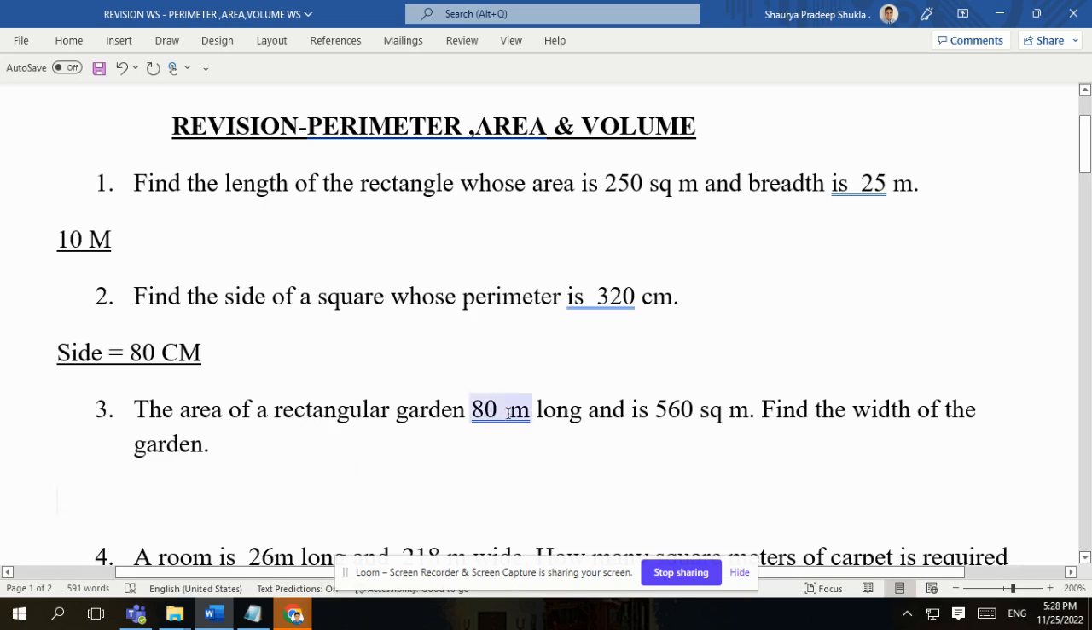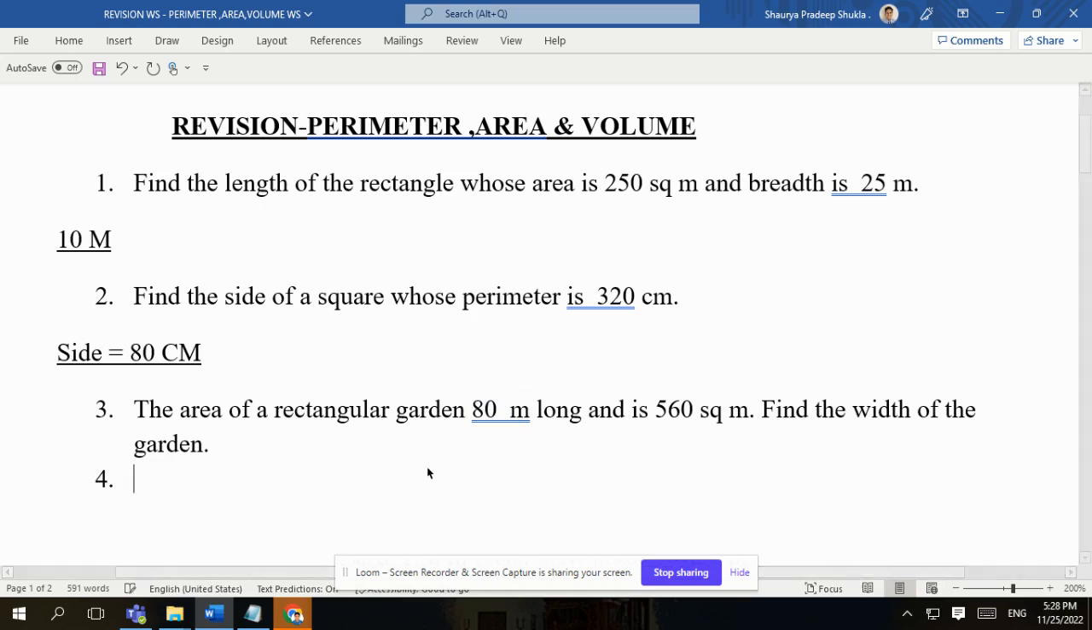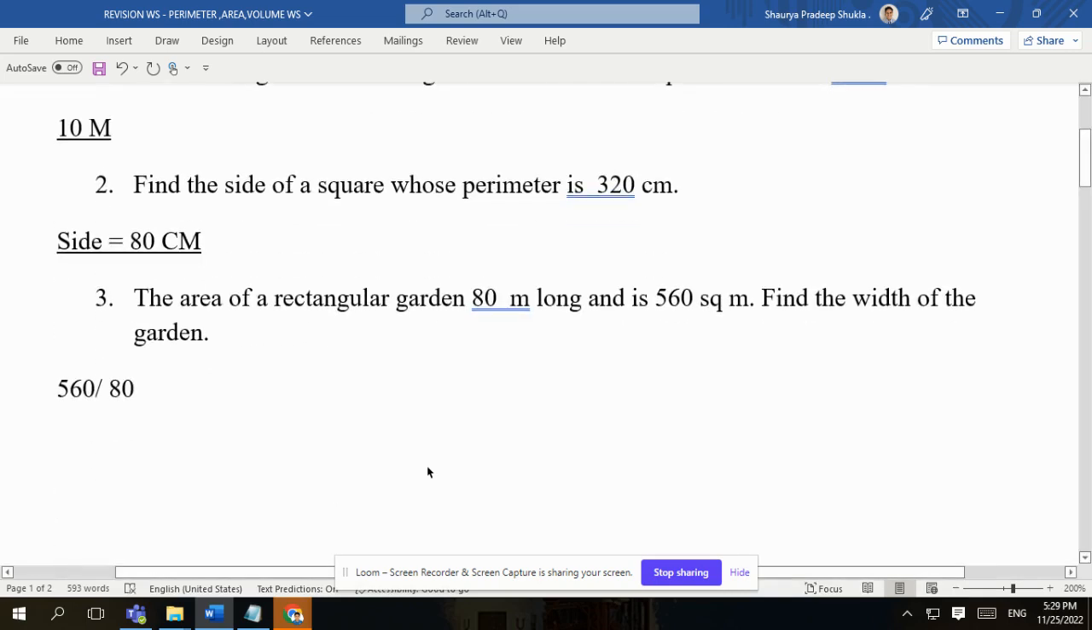The area of a rectangular garden is this, and the garden is 80 meter long. Find the width of the garden. It's a very simple problem. Again, what is given here is this. Area is what? L multiplied by B. Area is given and length is given. They are asking you about breadth. So what I can do, if I divide 560 by 80, I'll get the answer, right? Yes. All right. If you see smartly, this problem is very simple. To verify, what we have to do is 56 divided by 8. And I hope you all know the answer of this is how much?